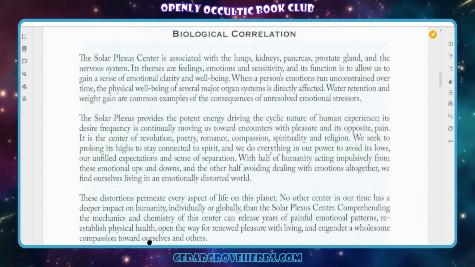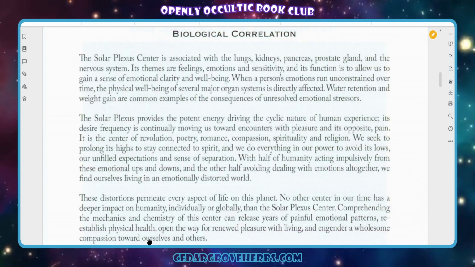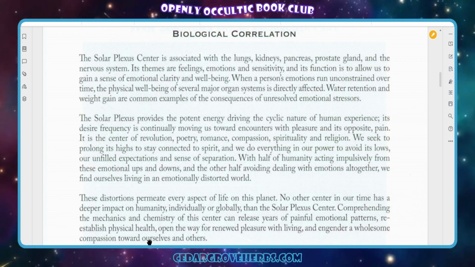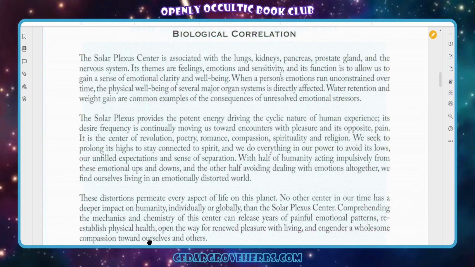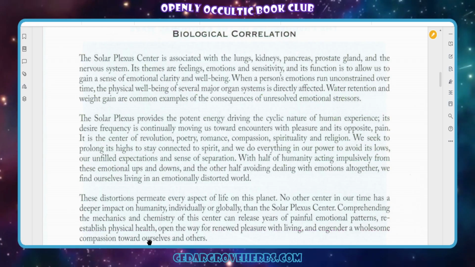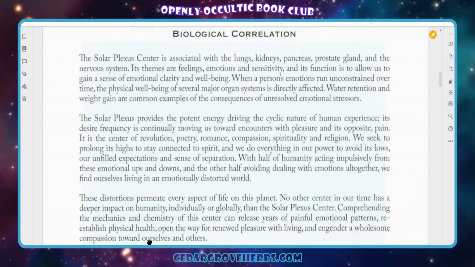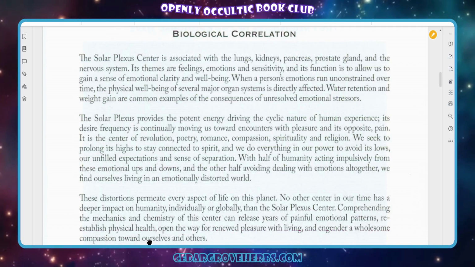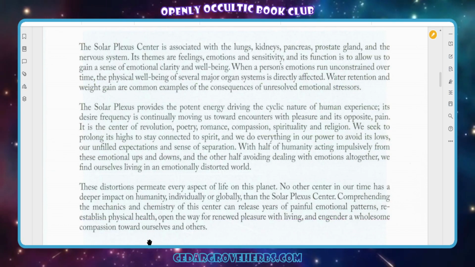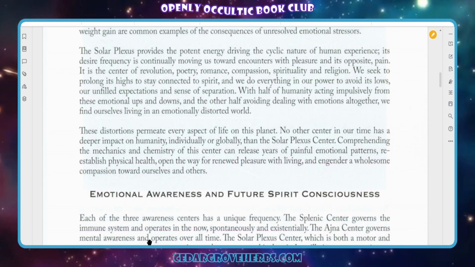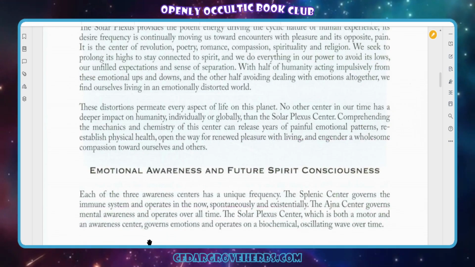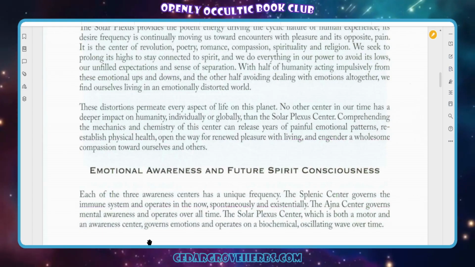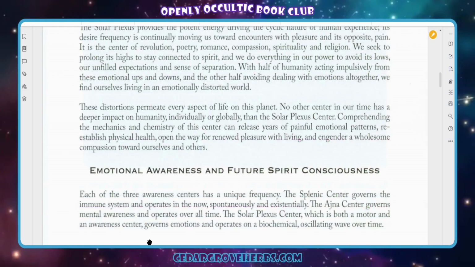We seek to prolong its highs to stay connected to spirit, and we do everything in our power to avoid its lows, our unfulfilled expectations and sense of separation. With half of humanity acting impulsively from these emotional ups and downs, and the other half avoiding dealing with emotions altogether, we find ourselves living in an emotionally distorted world. These distortions permeate every aspect of life on this planet. No other center in our time has a deeper impact on humanity, individually or globally, than the solar plexus center.